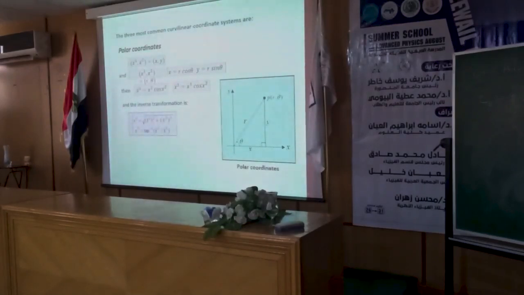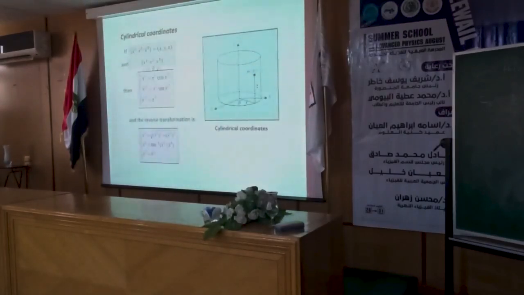And this is the inverse transformation. Of course, from this one you add this one squared plus that one squared, and you will get the inverse. This is the cylindrical coordinate.